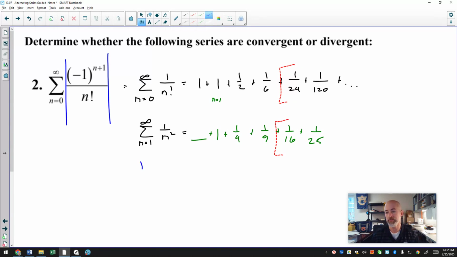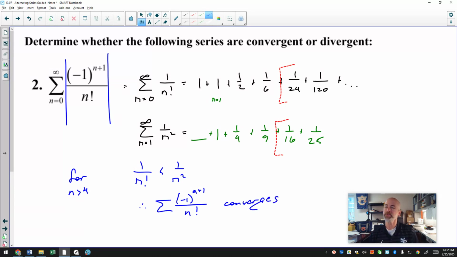And so because of that, for n's greater than 4, it is true that 1 over n factorial is less than 1 over n squared. And so by direct comparison, since 1 over n factorial is less than a known convergent series, I know that my original series, which was the alternating version of 1 over n factorial, must converge.